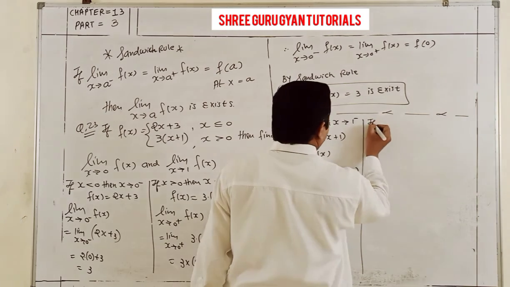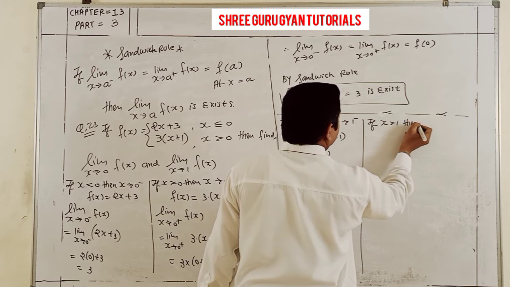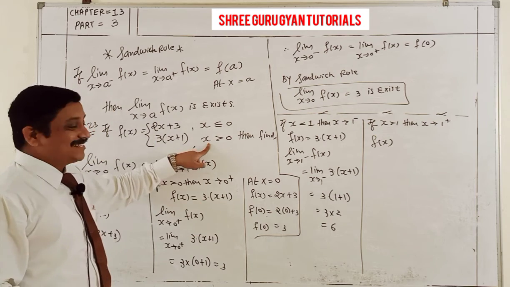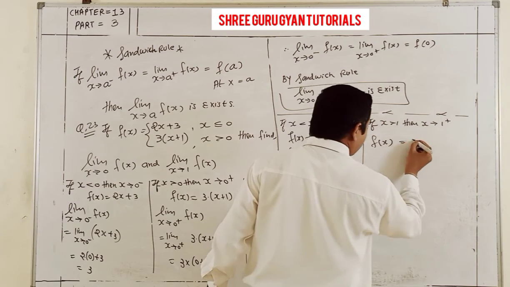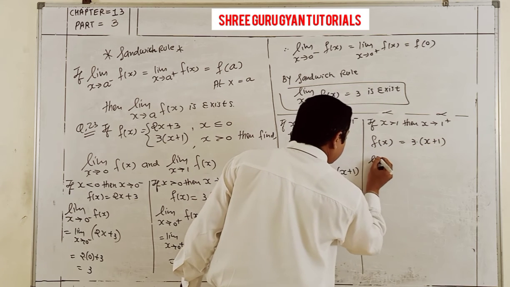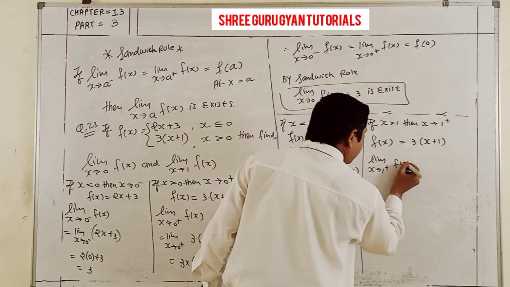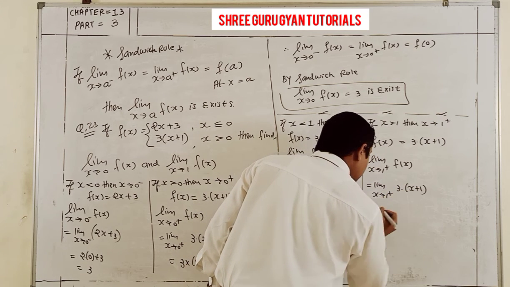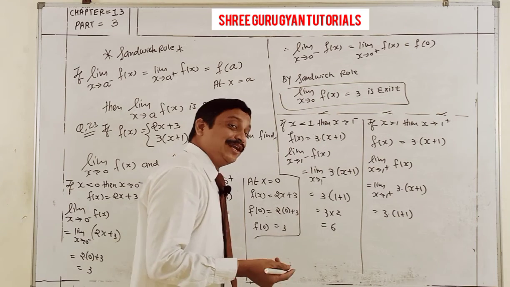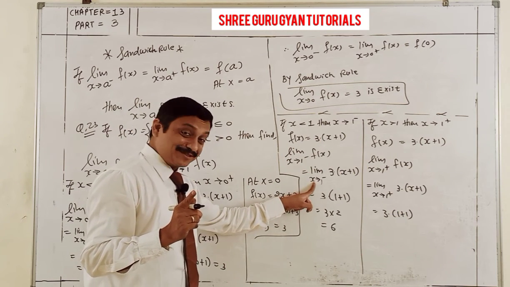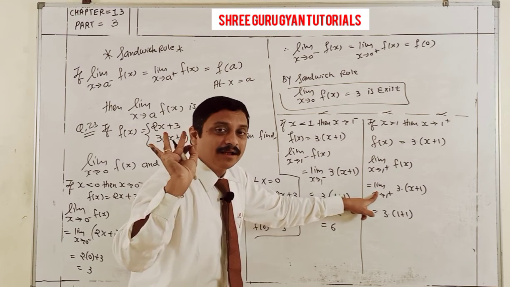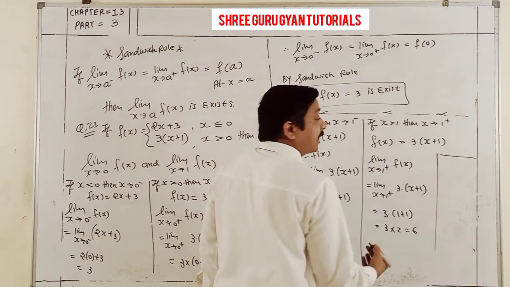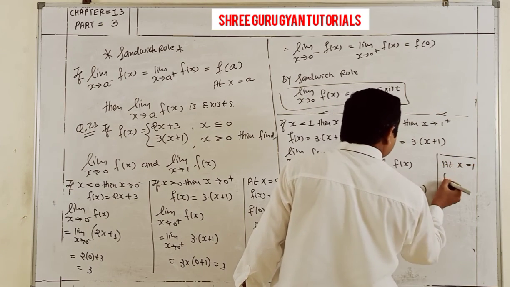Now continue. If x is more than 1, x tends to 1 positive. Now which function should it be for 1 positive? Again the same, 3 into x plus 1. So limit x tends to 1 positive of the function, similarly applied 3 into x plus 1. Here also, students, put down only 1 in place of x. This also 1. Plus indicates the right hand side limit. 3 into 2. And the last case, at x is equal to 1.